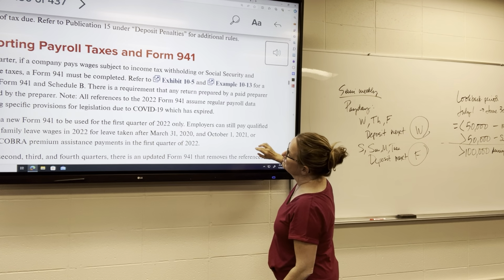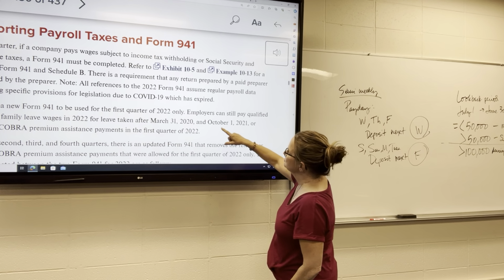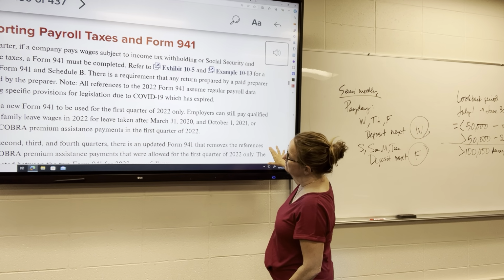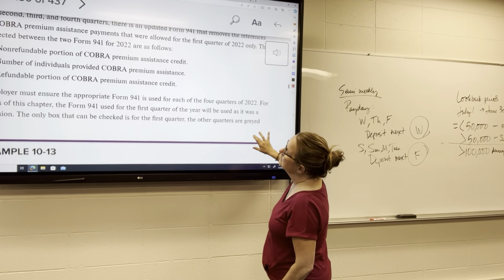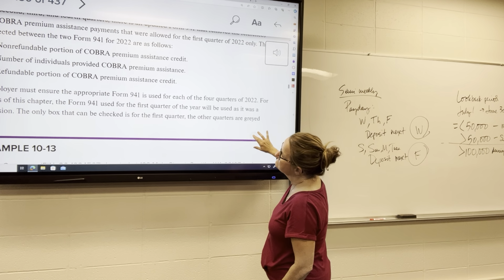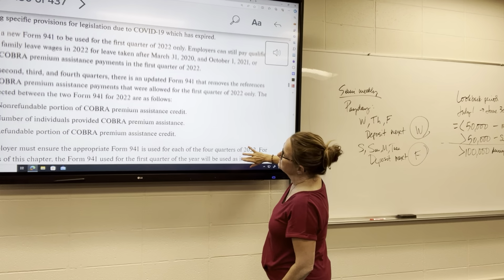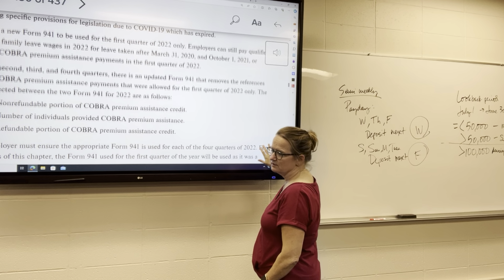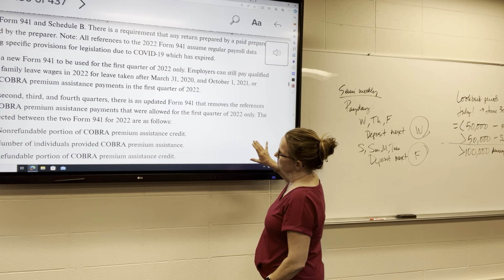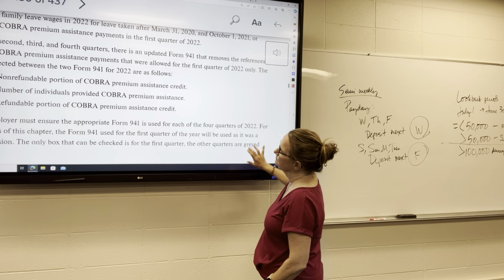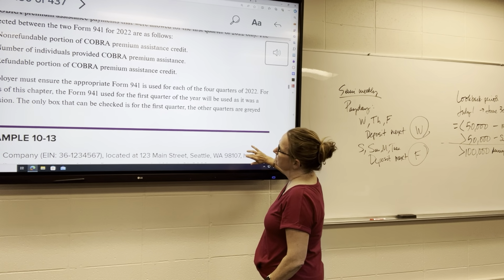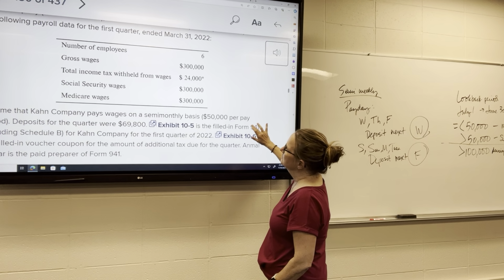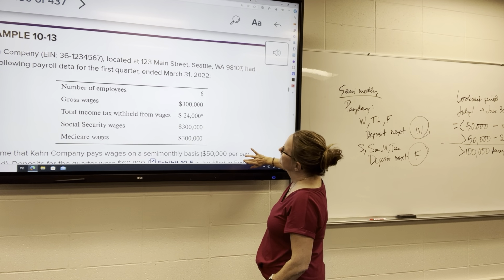We talked about the 941, a little bit at least about the due dates for the 941. I talk a lot about this COBRA. Do you have any homework questions on the COBRA stuff? Some of this was really special for COVID, so I'm not really going to go over it.